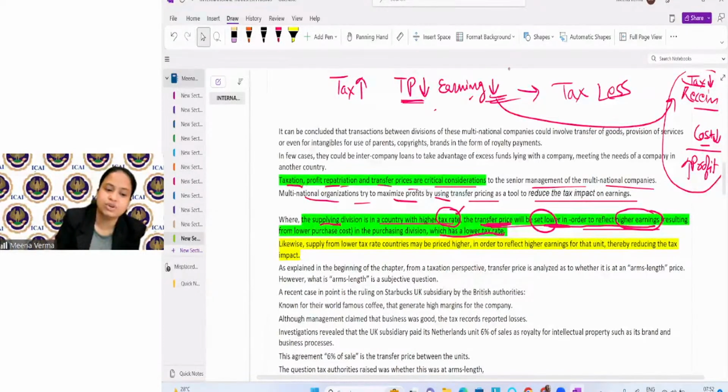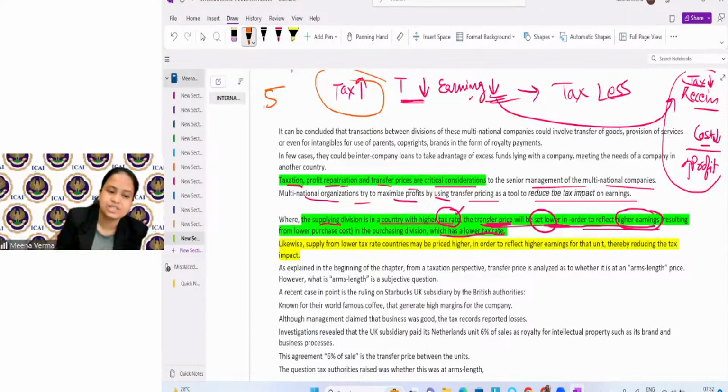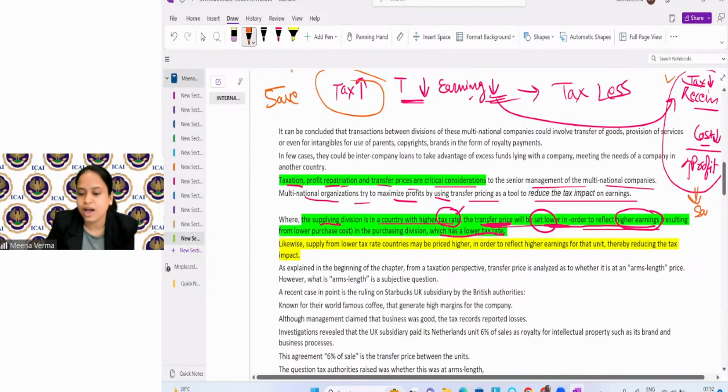So here what will happen? You are saving the tax in both the countries. Here, where the tax rate is high, you are saving the tax. Tax rate is high, but still you save the tax. And in the country where the tax rate is low, there also you are saving the tax. So actually, this will help you to save the tax in both the cases.